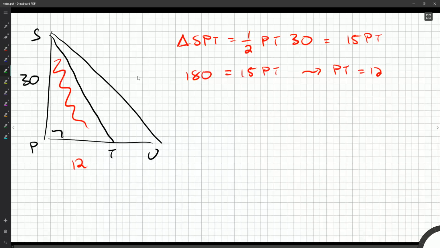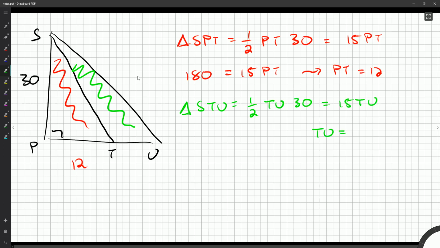Alright. Well, how about that green triangle? Same sort of rules apply, and it still has the same height, just the base is a little different. So STU is 1/2 base TU times the height of 30. We get the exact same story, and TU is going to have a length of 12 as well. So where does this go? If I want to figure out ST, I've got a nice little right angle triangle. If I want to figure out SU, I've got another right angle triangle. All of these triangles are right angled at P.